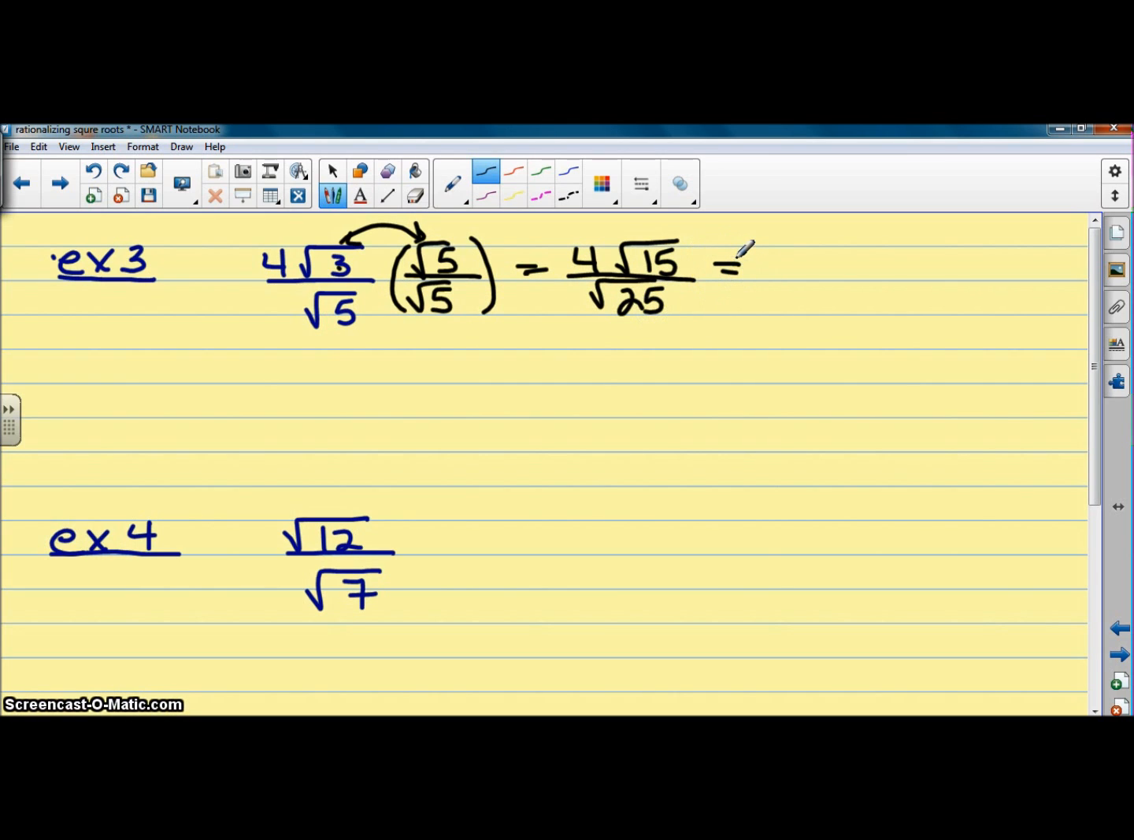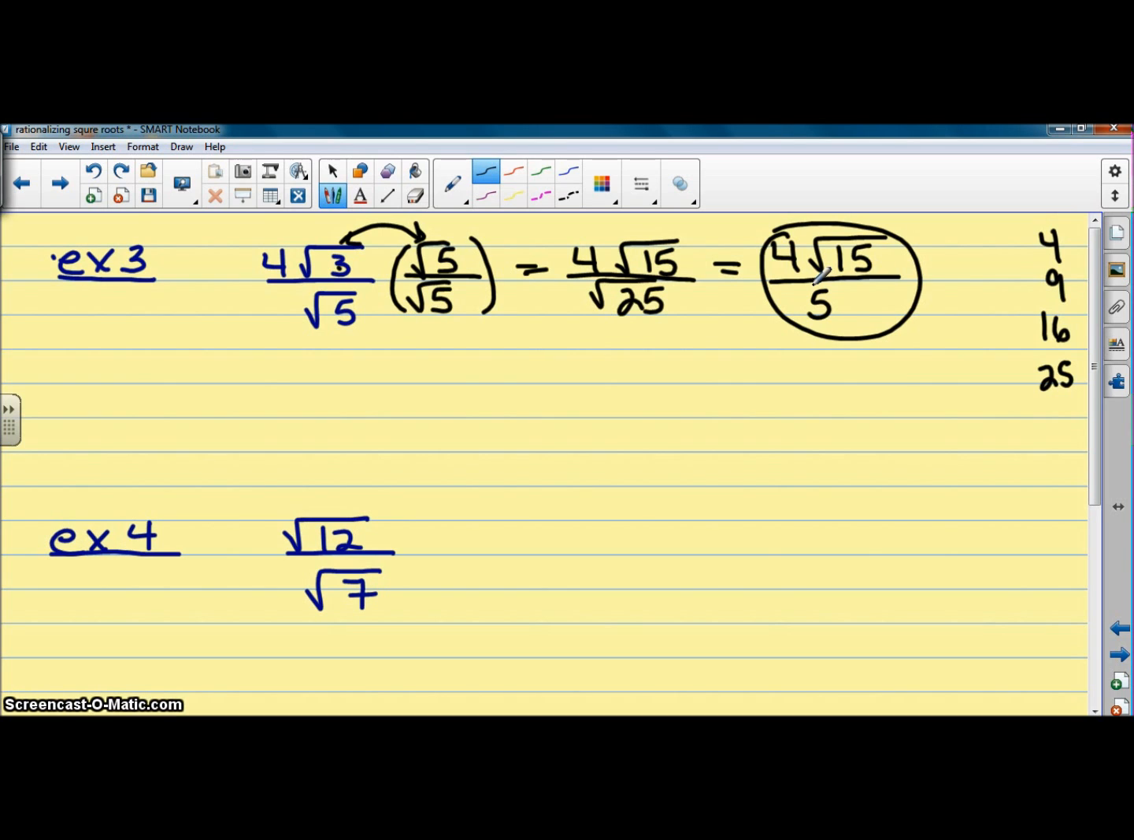The square root of 25, remember, is plain old 5, not with a radical, just 5, because you've taken the square root. And I have 4 square roots of 15. Now I need to check to see if there's a perfect square in 15. Well, if I look at my perfect squares, remember those are 4, 9, 16, 25. None of these numbers will divide evenly into 15, so this will be my final answer because 4/5 does not reduce.